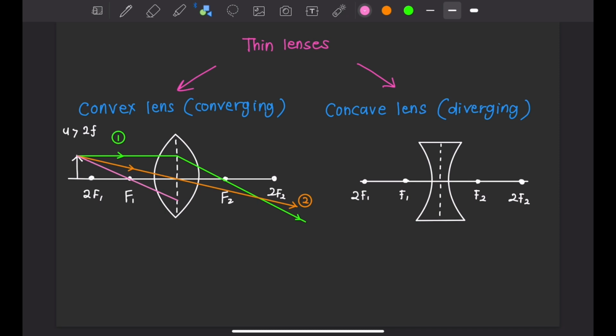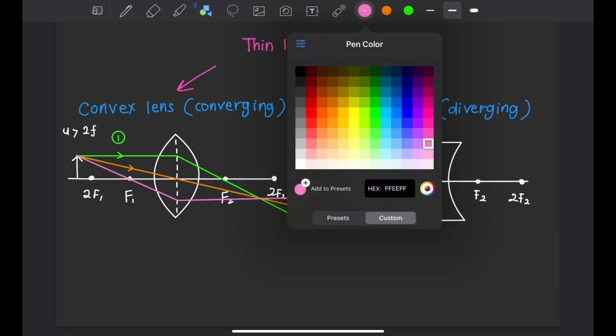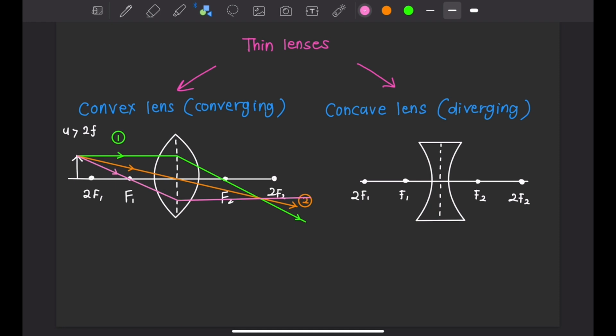And then for our third ray, you go straight to the focal point 1, and then when you see this the centered line, you go parallel line to the optical axis. So the intersecting three lines is where our image lies. So we get the image already. So this is our image.